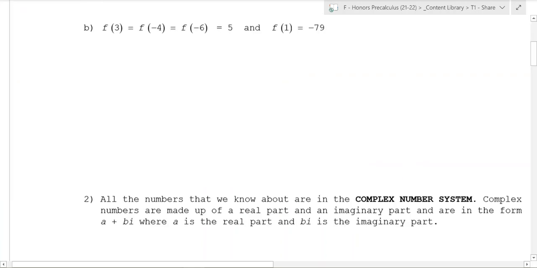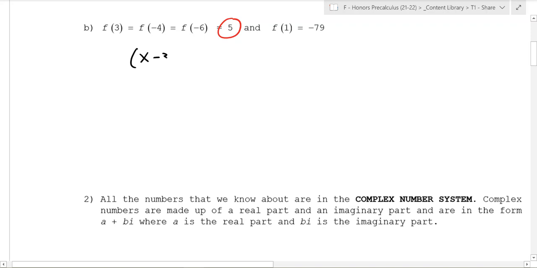Now, I'll set this one up for you. This tells you it equals 5. All of these equal 5. So how do we go about doing that? Well, we know that these factors, when they multiply together, create something that when you plug the numbers in, they all come out to be 5. So how do you do that?